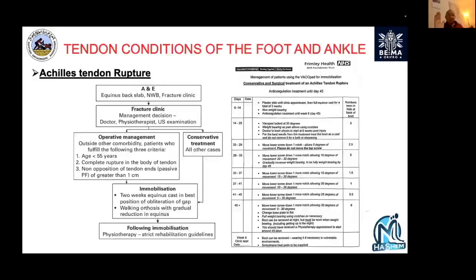You need to remember, and tell your patient, that the risk of re-rupture is the highest after 10 weeks. So from 10 to 21 weeks, this is the time where the re-rupture will happen. That's why the patient needs to be in a boot in this time, carrying on his normal daily activities with caution.